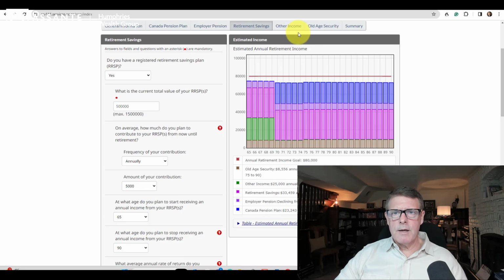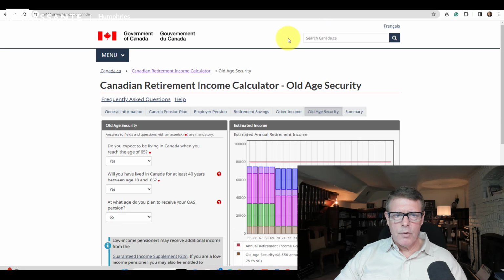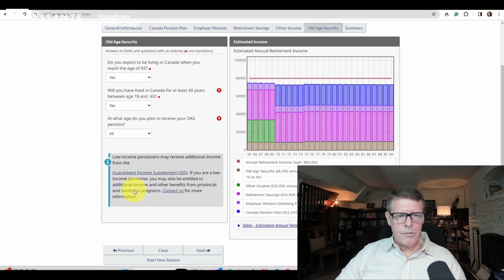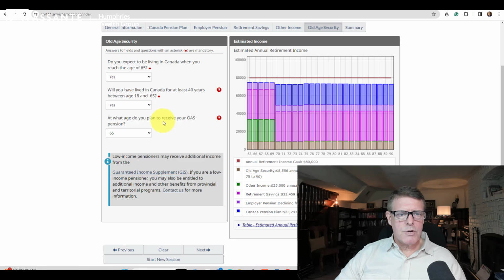Now, the other thing that we did is we added old age security. If I go to the old age security tab: do you expect to be living in Canada when you retire? Yes. Will you have lived in Canada for at least 40 years? We said yes, so that would allow us to get the maximum benefit. At what age do you plan to receive your OAS pension? We left it at the default, age 65.